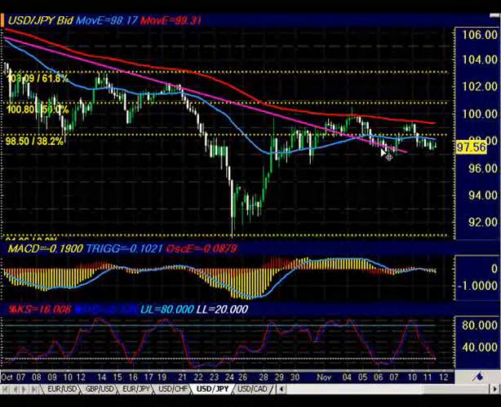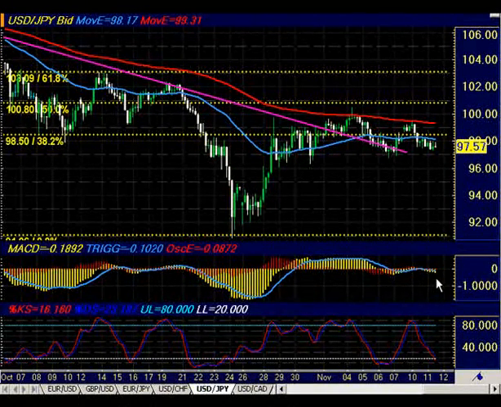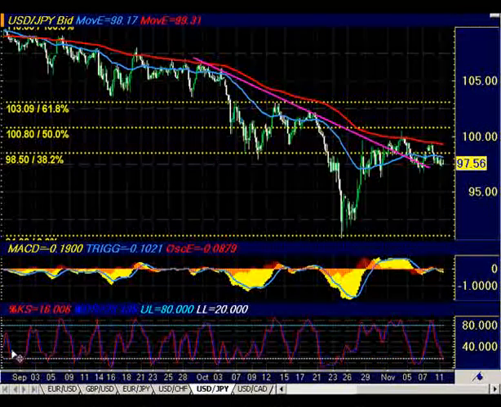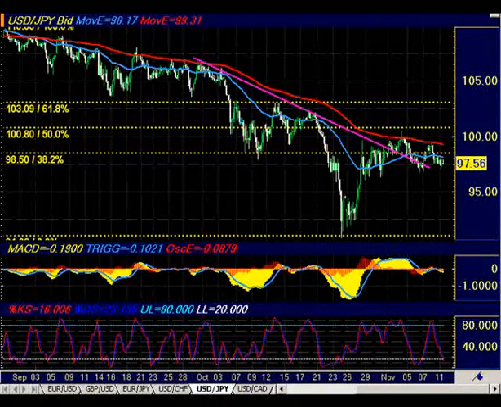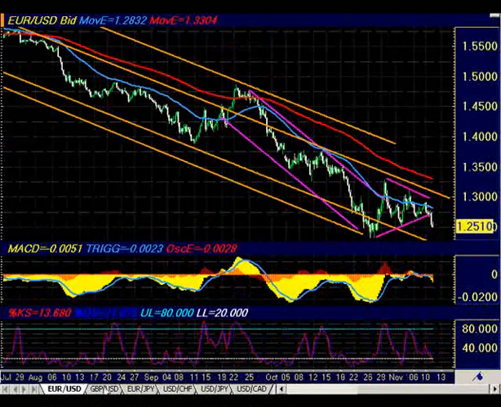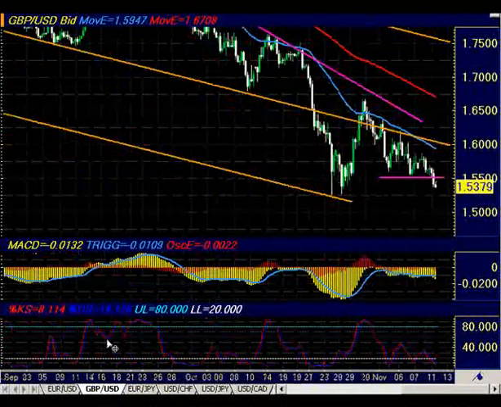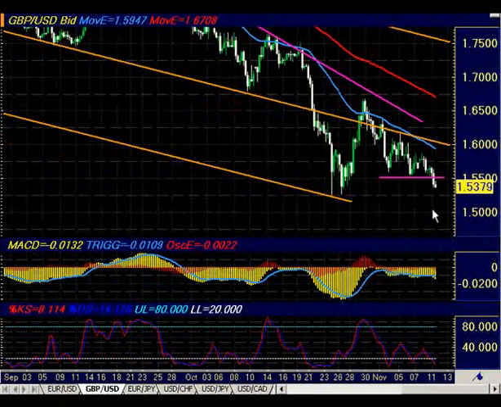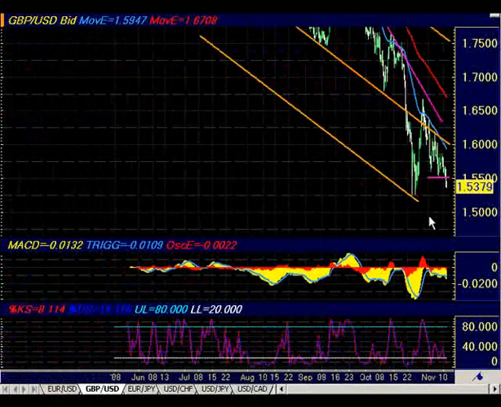So I want to be wary right here, because I am getting some MACD downward pressure, and I am coming through the 20 level. There was the last little one. Let's see if this one has any more steam to it in dollar yen. And then you can see the euro still trading 25.10 and the pound 53.79. Looks like there's going to be a lot of pressure right here on the British pound.